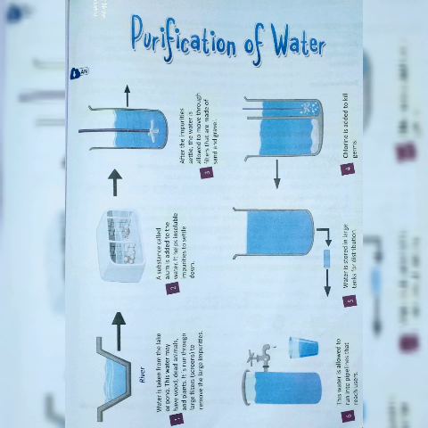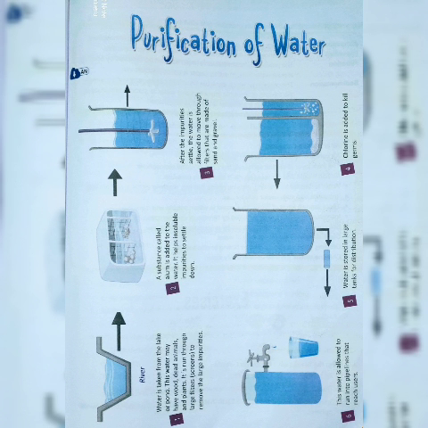What is the purpose of boiling water? Boiling means to kill the germs. The next method of purifying drinking water is chlorination. What is chlorination? Chlorination means the process of adding chlorine tablets to the water for the purpose of killing germs.